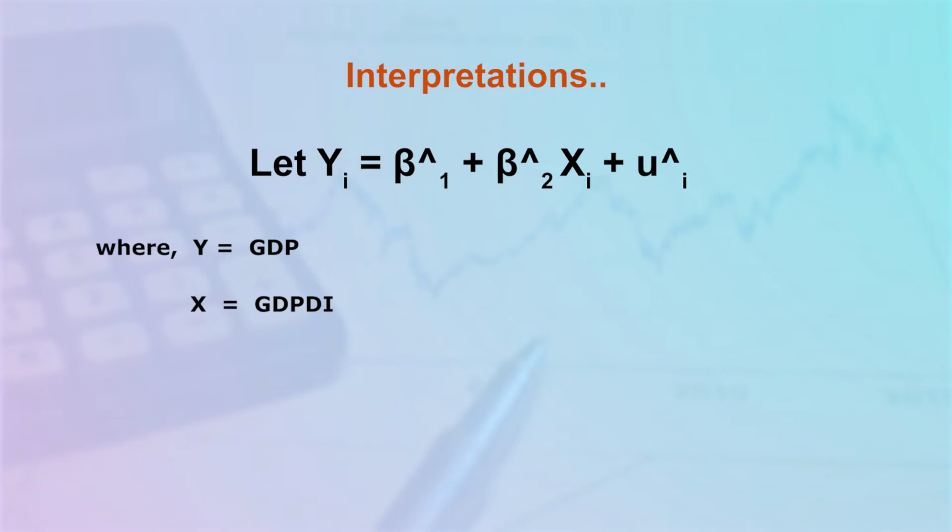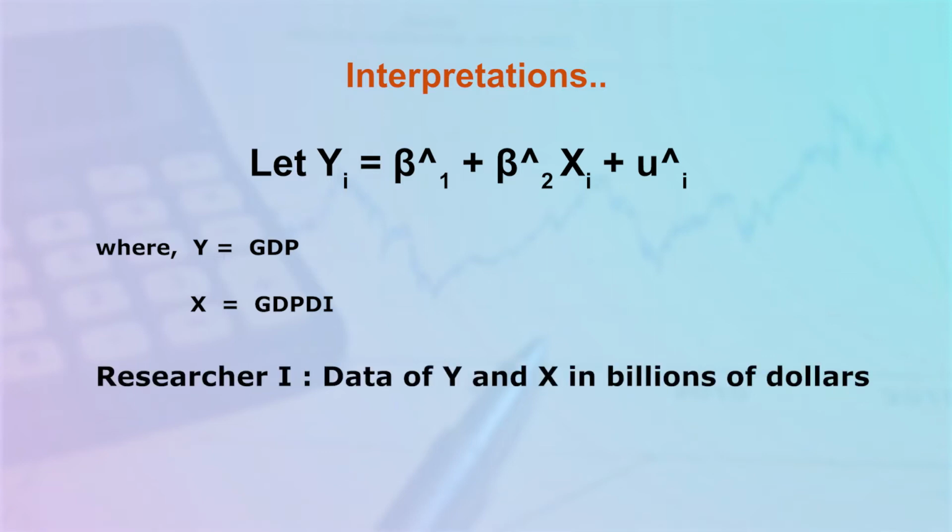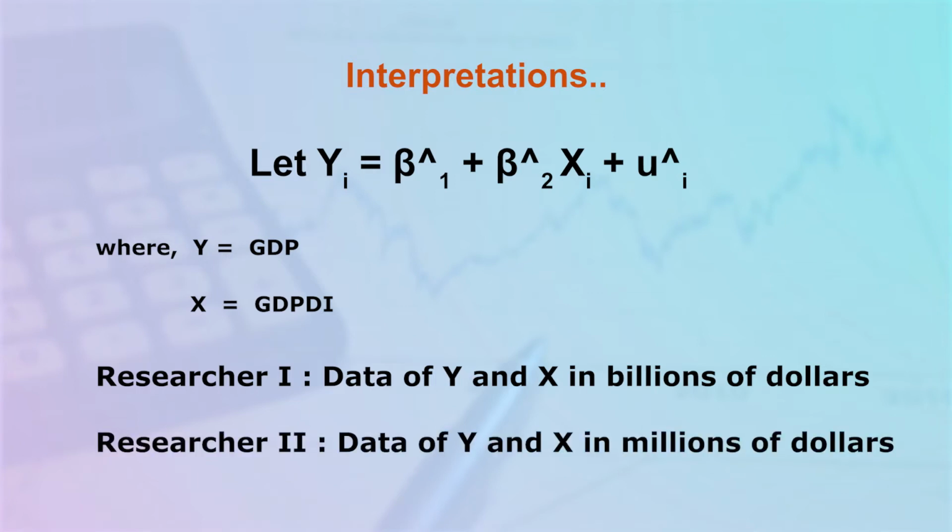So what has the researcher done? The researcher has collected the data of y and x in billions of dollars, and in the next model he has collected the data in millions of dollars, and the interpretation is to be done in a uniform manner. So in this model we observe two sets of equations are needed because the units are different, and accordingly beta 1 hat and beta 2 hat are to be estimated. And accordingly we will apply the method of ordinary least squares as we have already done.